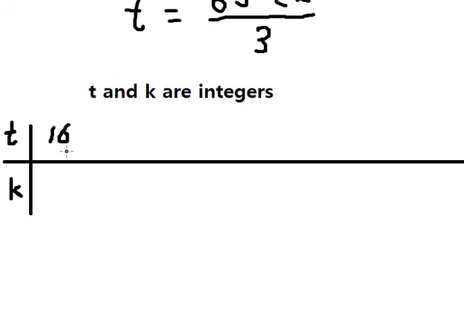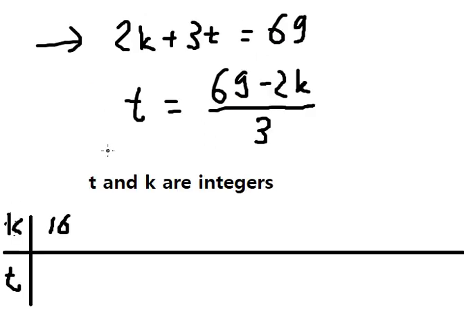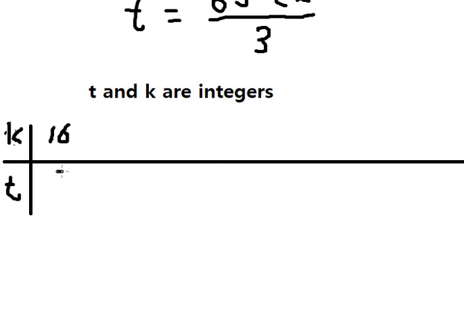Oh sorry, I select k. So when k equals 16, we put 16 in here and we can find the value of t. That is 37/3. This one is not an integer, so we need to reject. So I will put 15 in here. And we have 13. So we select this one.